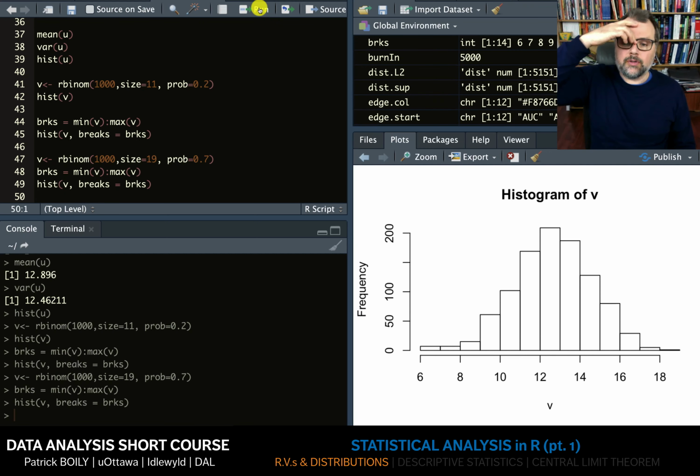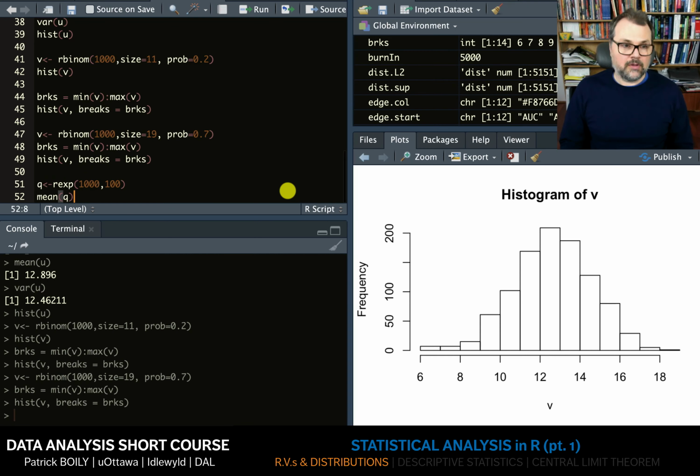You can find the exponential distribution as well. You won't be surprised to find out that it is rexp that gives you a sample of exponentially distributed values. 1,000 samples will be selected. What about this 100 here? Well, this 100 is the parameter of the exponential distribution.